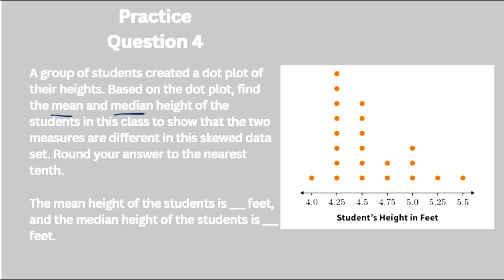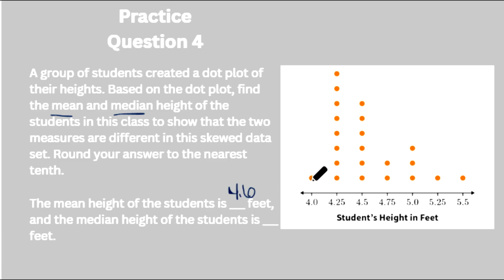So let's add all of this together. 4 plus 4.25, 4.25, 4.25, 4.25, 4.25, 4.25, 4.25, 4.5, 4.5, 4.5, 4.5, 4.5, 4.5, 4.75, 5, 5, 5, 5.25, 5.5. How many do we have? 1, 2, 3, up to 22. Okay, divided by 22 gives us 4.55. So we're going to say 4.6. These must be young students. That's not very tall.